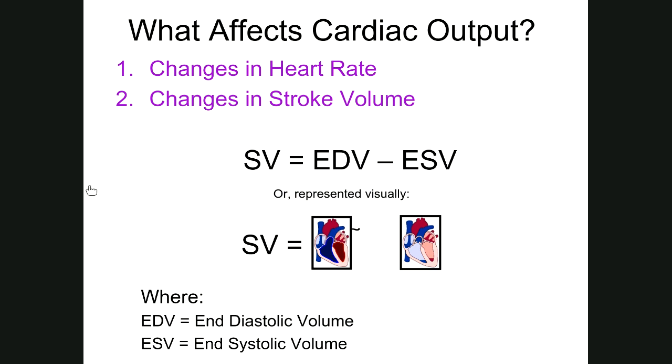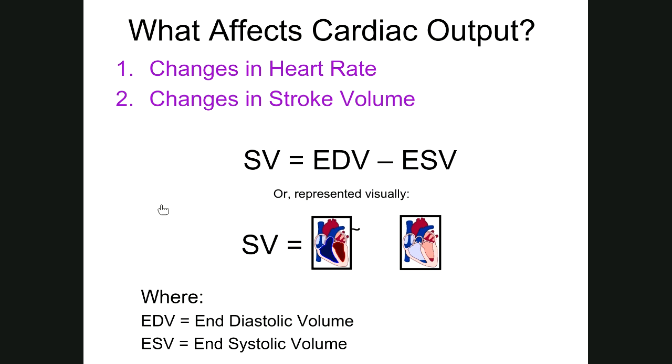So stroke volume is equal to what's known as the EDV. EDV is the end diastolic volume. It's the volume of blood in the left ventricle at the end of diastole, or at the end of the relaxation of the heart. Remember that it's during the relaxation that the heart is filling with blood. So our EDV, or end diastolic volume, is the volume of blood that's in the left ventricle at the end of filling. This is going to be the highest volume of blood.